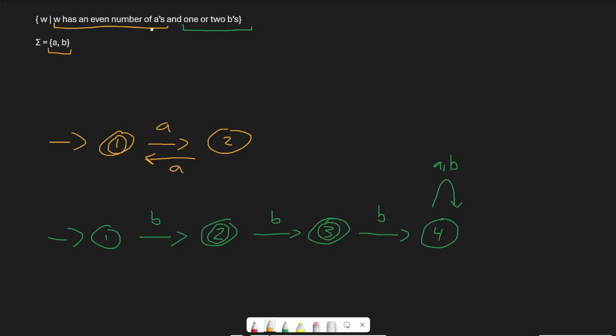Well, B is not really in this equation whatsoever. B doesn't contribute to anything. So we can just loop on B, meaning that we stay in place whenever a B happens. And the same thing can be said for state 2. B is not really relevant in this problem at all.